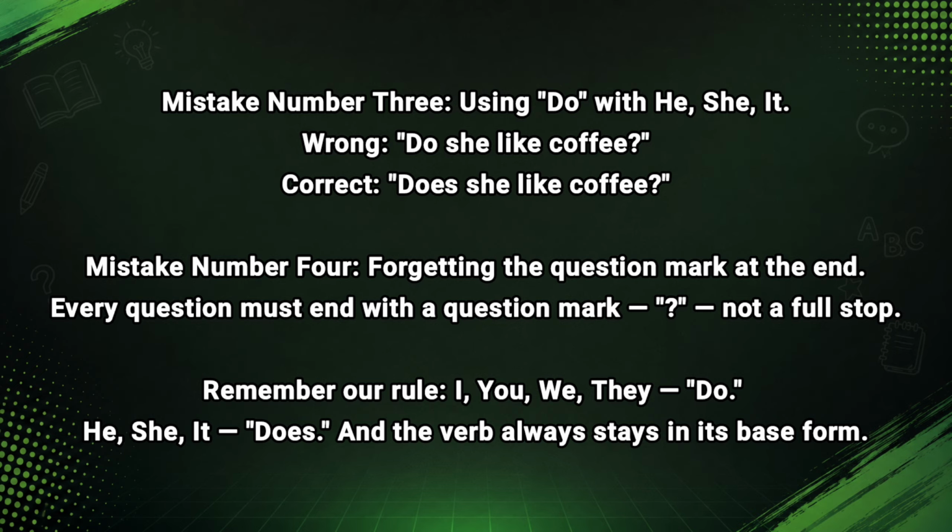Now let's quickly revise the rule. With I, you, we, they, we use do. With he, she, it, we use does. And the verb? Always in its base form. That's it. Keep it simple and you will avoid most of the common mistakes.